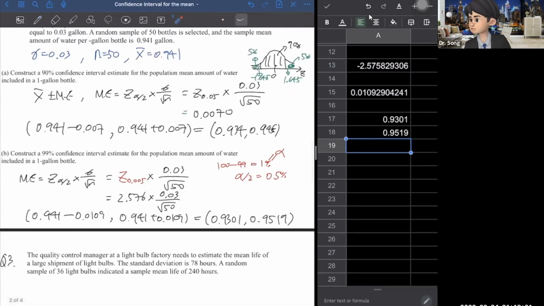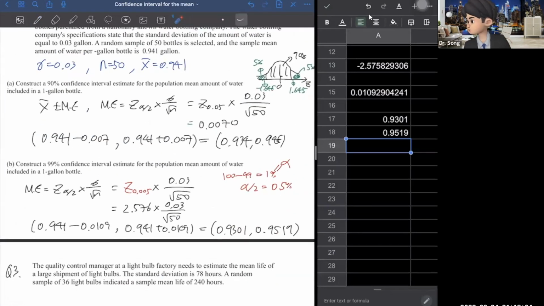But when you compare the 90% confidence interval with the 99% confidence interval, what do you see? Well, this becomes wider. Lower bound here, 0.934 becomes 0.9301. Upper bound 0.948 becomes 0.9519. So that means that when you raise the confidence level, the interval becomes wider. That's the key.